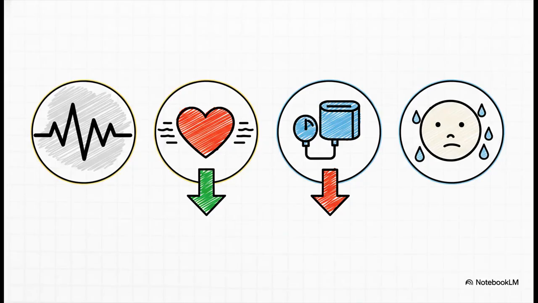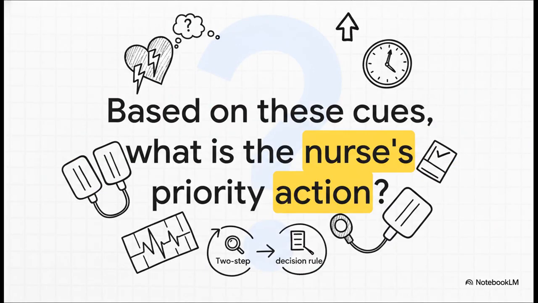Okay, let's put it all together with a classic NCLEX-style scenario. A patient comes in with atrial flutter, their heart rate is 160, their blood pressure is 78/40, and they're pale and sweaty. You've just recognized the cues. So based on what you see, what is your priority? What's the very first thing that you, as the nurse, need to do?